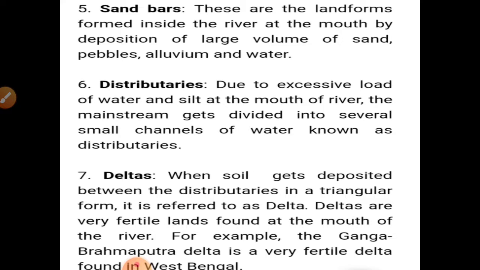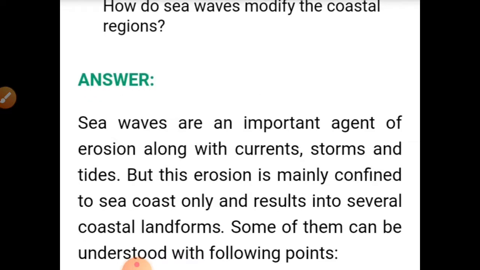Seventh one is deltas. When soil gets deposited between the distributaries in a triangular form, it is referred to as a delta. Deltas are very fertile lands found at the mouth of the river. For example, the Ganga-Brahmaputra delta is a very fertile delta found in West Bengal. Fifth question: how do sea waves modify the topography of coastal areas, or how do sea waves modify the coastal region.